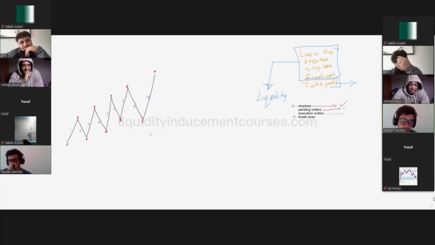Mostly when you have an inducement and you don't know that it's an inducement, as a rational trader, forget about inducement. If we didn't talk about inducement, you more than likely will not think of an inducement. An inducement only happens after liquidity has been provided. So forget about inducement.